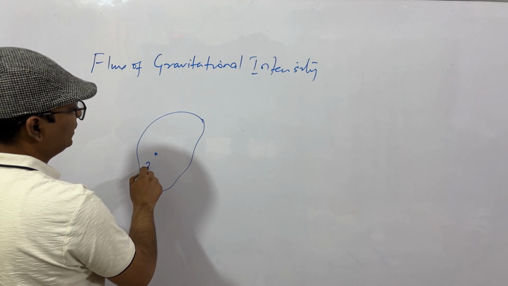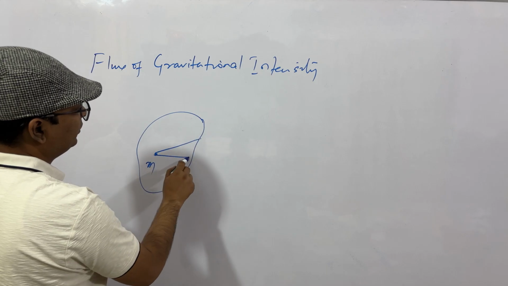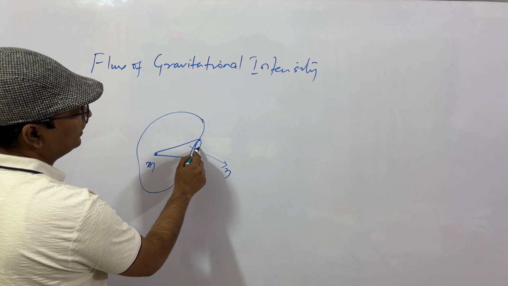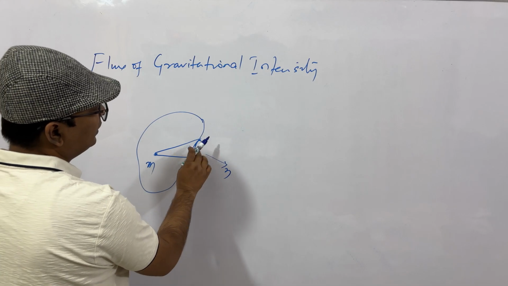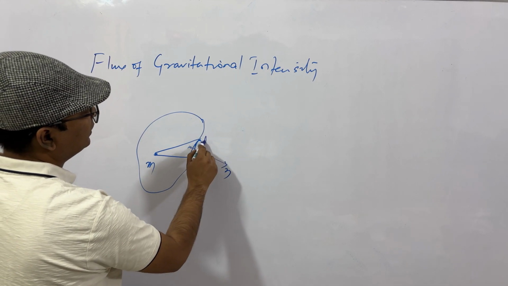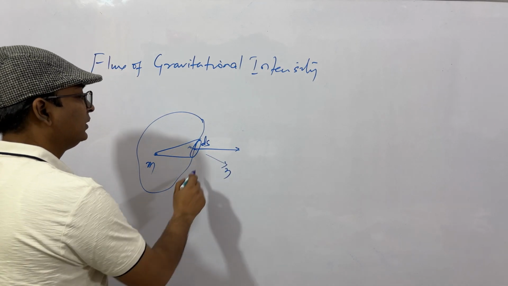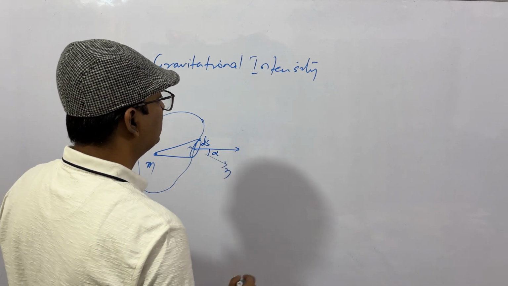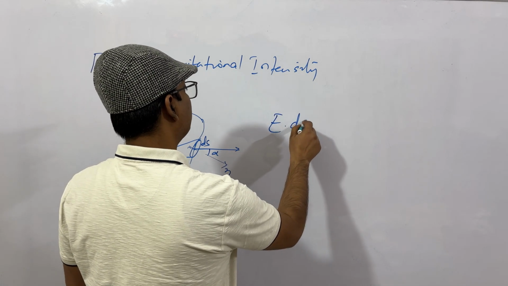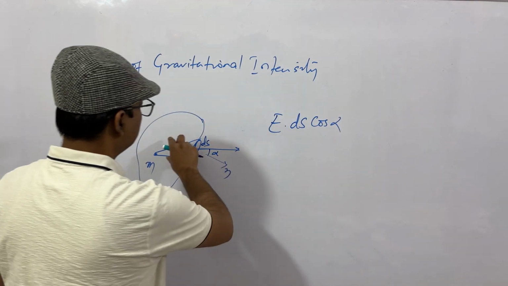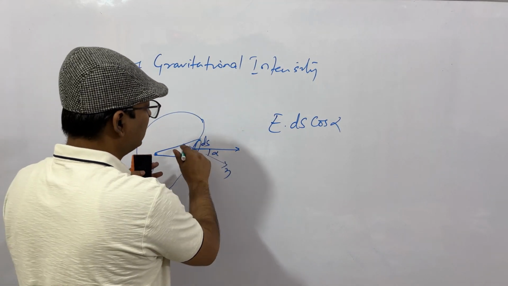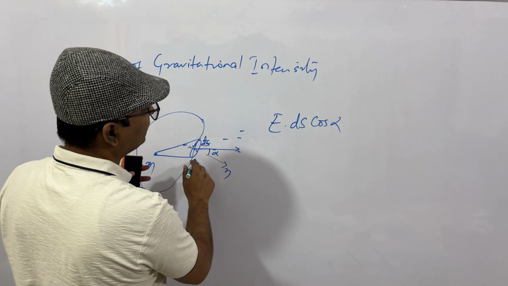We have a mass m here, and from here we have a point which is this, and normal to this area is this area. Let's say this area normal to this is ds. So if this is alpha, this will be ds cos alpha. So E into ds cos alpha, that is the flux emanating out of this. Consider this a closed surface. So this is the flux emanating out of this closed surface.